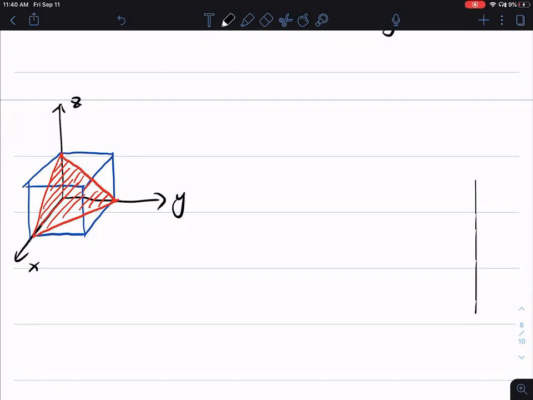Intercept with X, it's positive a. Intercept with Y, positive b. Good thing is they're all at the corner of the cube. Intercept with Z, it's just c. And plug them into the equation. 1, 2.